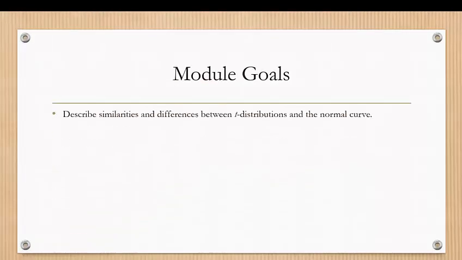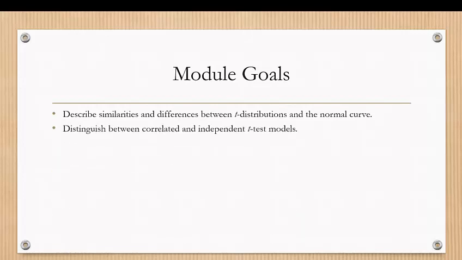First of all, we're going to describe the similarities and differences between the T-distributions and the normal curve. A lot of what we're going to hear, like I said, we've been working up to this point. We've been talking about the normal curve quite a bit, and now we're going to look at T-distributions and see how that fits in with our concept of the normal curve.